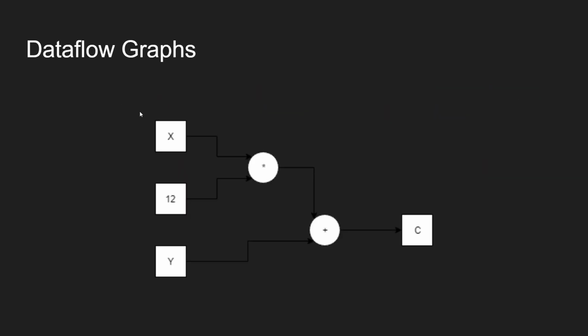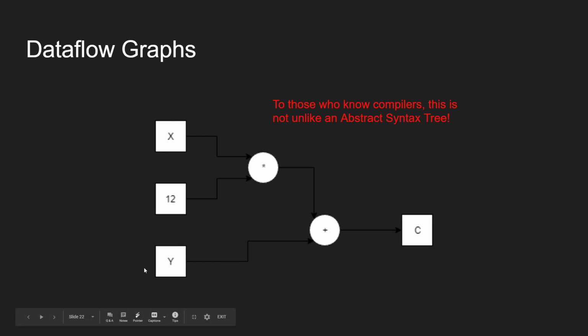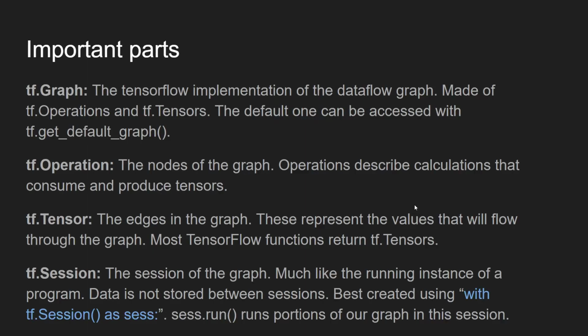Here's a look at this data flow graph, and you might notice, if you ever took compilers, this looks a lot like an AST, and that's basically what it is. We have our variables in here, x, y, and c, and we have a constant here. This means if I introduce x and y to this, we can calculate c very easily, just by running through the data flow. And that's how you basically build neural nets out of that.